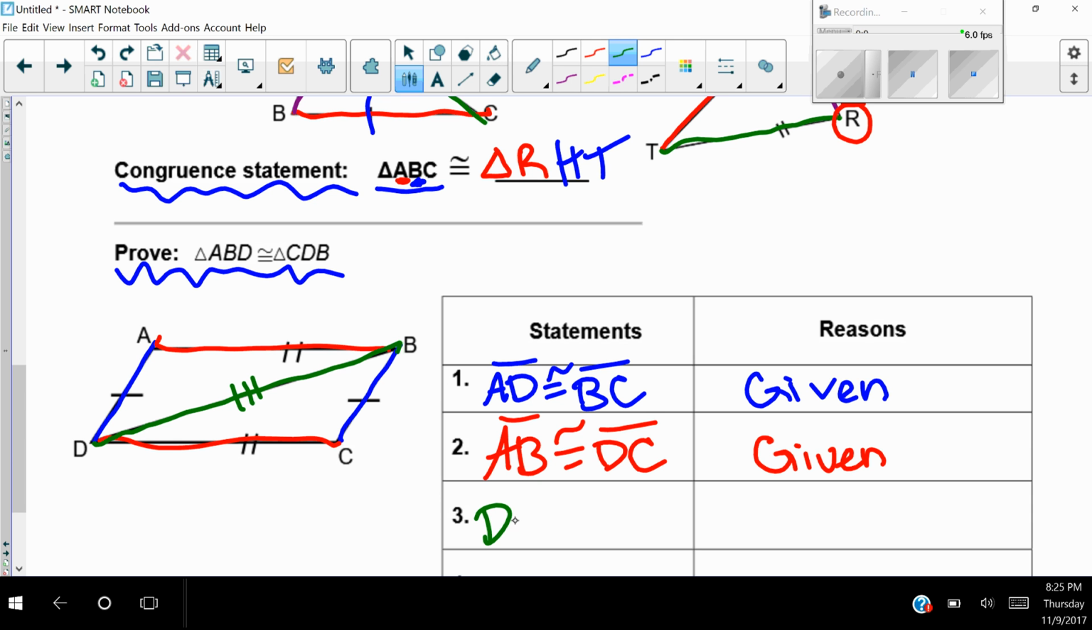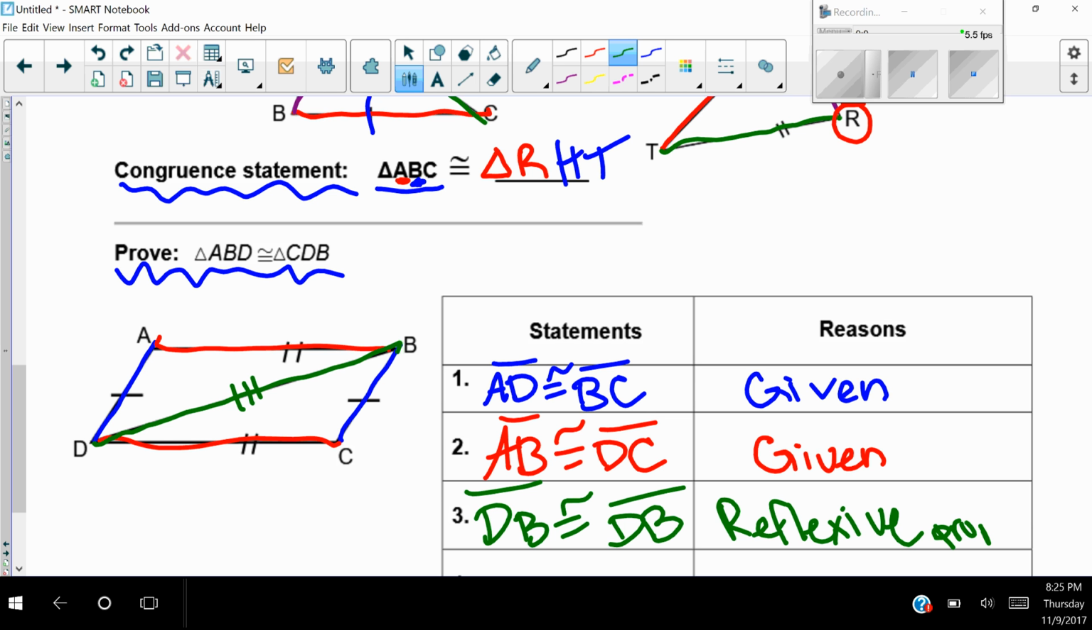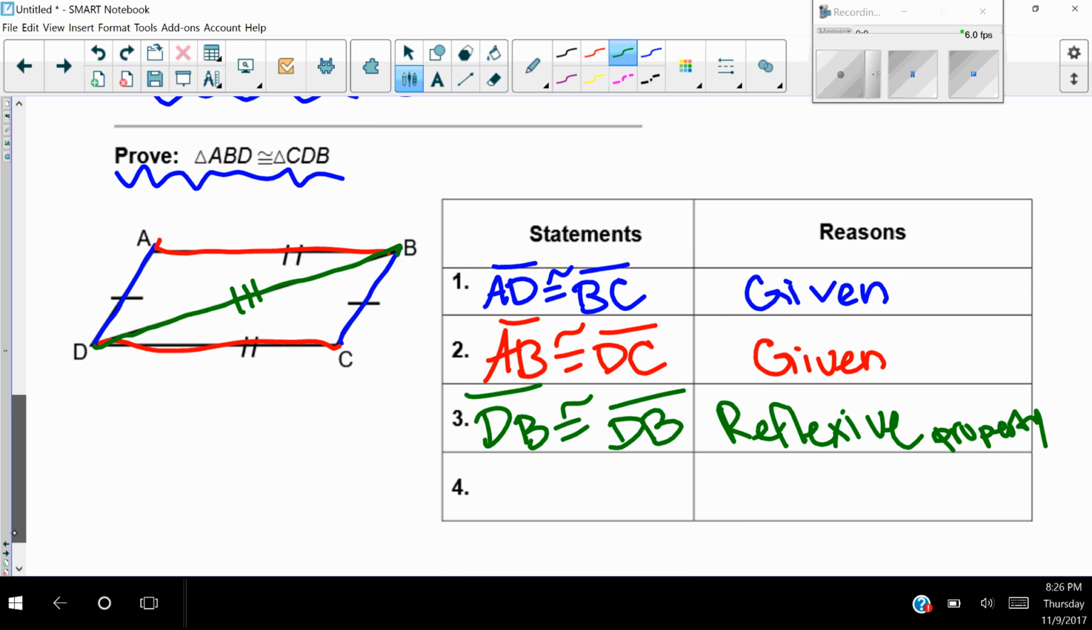DB is congruent to DB, put a line above it. And we know this, whenever we repeat our information, DB is repeated DB, then that's always going to be the reflexive property. Think about it as you're looking at yourself in the reflection. That's going to be just a repeat of yourself. This is the reflexive property. We'll use this a lot. So we now know that our 2 triangles are congruent.